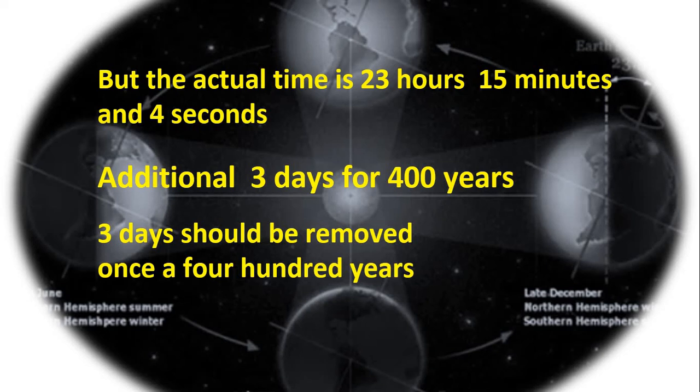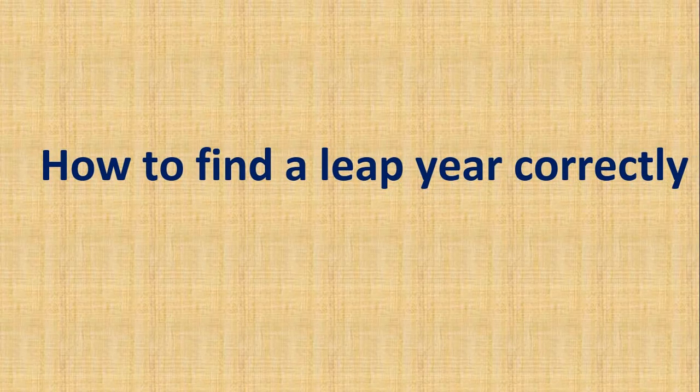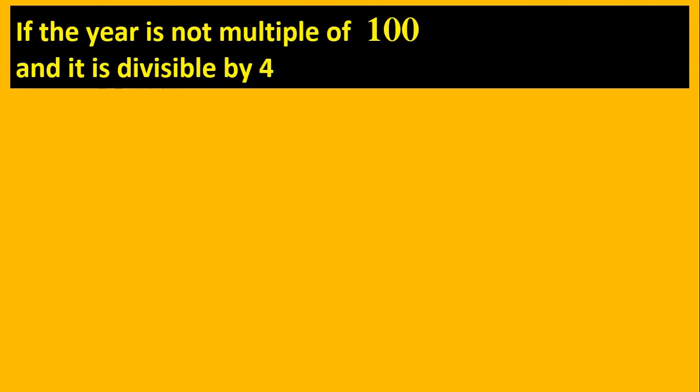So let's quickly move to do an example. By doing this example, you will be able to identify a leap year correctly. How to find a leap year correctly? Let's think that you have been given a year, and you have been asked to check whether a given year is a leap year or not. What you have to do is, you have to check whether the year is multiple of 100 or not.